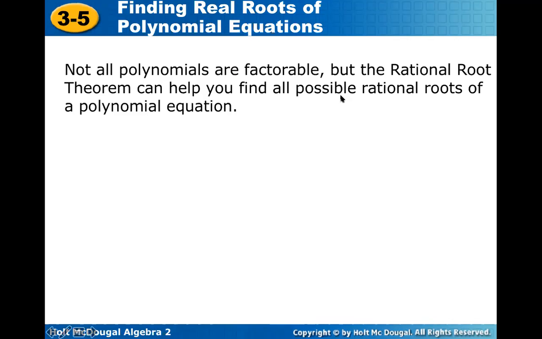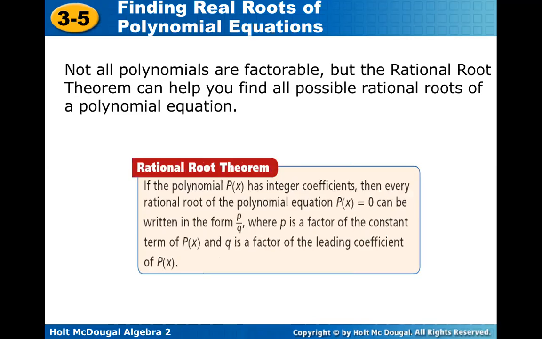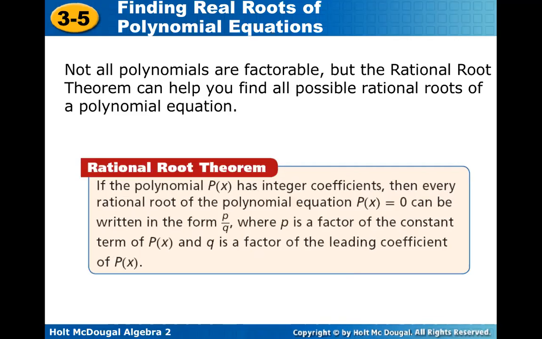Now, not all polynomials are factorable. Remember back in chapter 2, we had to use the quadratic formula to solve some of them. We also used completing the square to solve some. But if it's factorable, it has what are called rational roots. A rational root is something you can write as a fraction. There's something called the rational root theorem that can help you find all the possible, notice it's possible, rational roots of a polynomial function. Possible means these are the ones we would try to synthetically divide by.